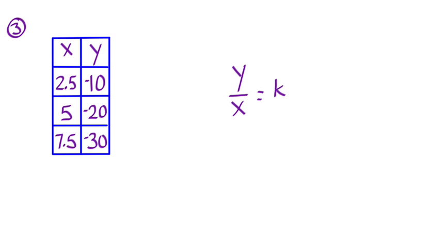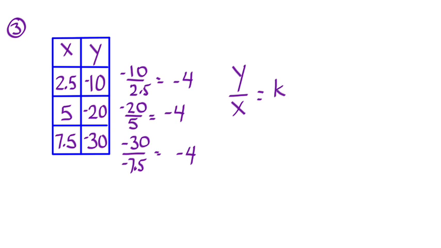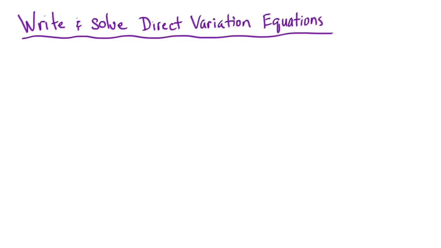Let's try this one. If I try my shortcut here, dividing y by x, I get -4. And I get -4 again. So this is my shortcut. Because there is no initial fee or no initial start, I know that my constant of variation is -4. So this graph must go through (0, 0).